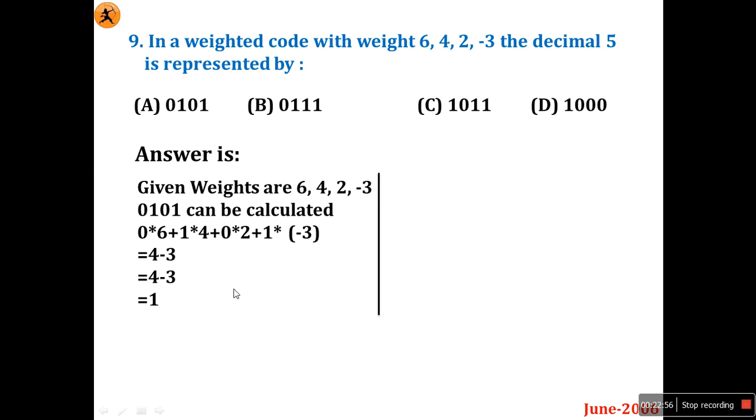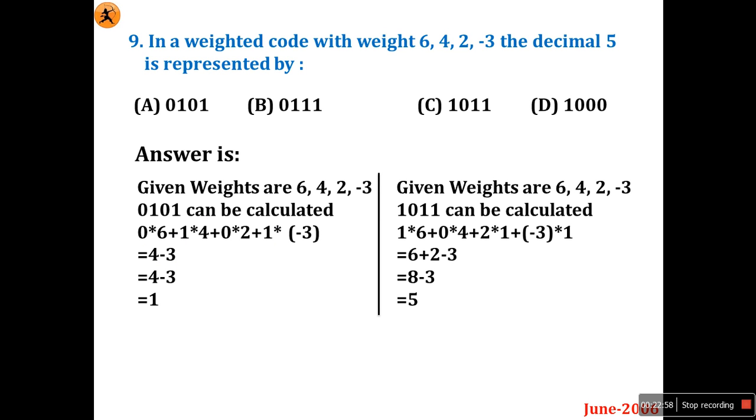Let me select the third option, option C, and check it: 1 0 1 1. 1 into 6 is 6, 0 into 4 is 0, 1 into 2 is 2, 1 into -3 is -3. So 6 plus 2 is 8, minus 3 is 5. So the answer is C. You may check B and D also, but while selecting the options, be careful. So the answer is C.